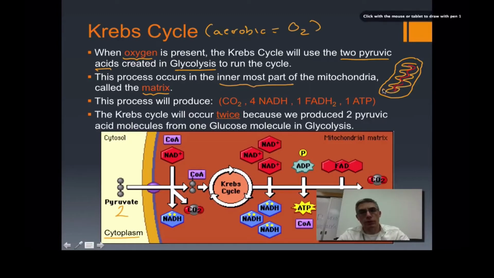Now, during the Krebs cycle, we're going to produce 4 things. We're going to produce CO2, we're going to produce an electron carrier called NADH, just like we did back in glycolysis. We're going to produce a new electron carrier called FADH2, and of course we're going to produce some ATP. Remember we had said back at the beginning of the screencast that the Krebs cycle is going to produce 2 ATPs at the end.